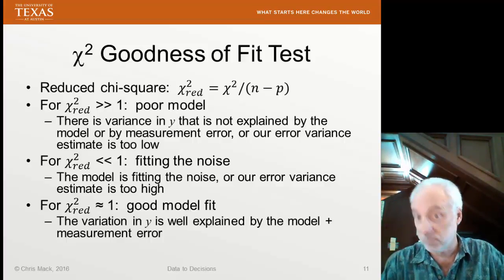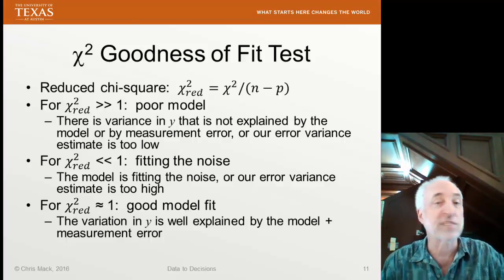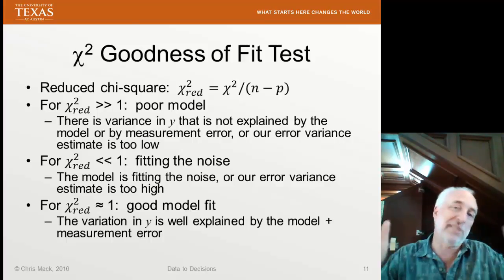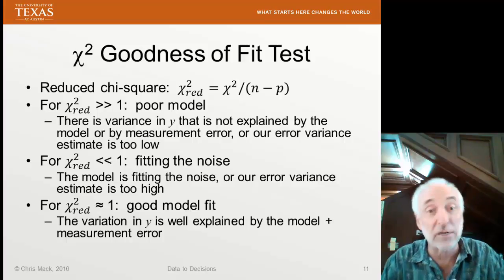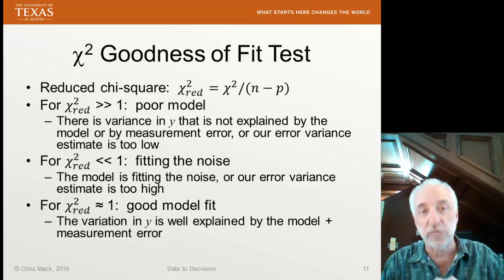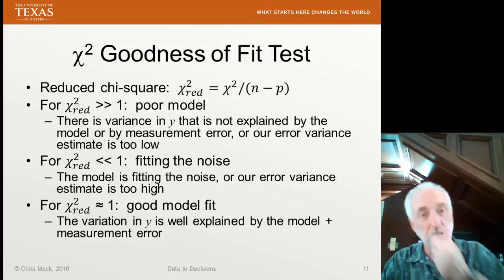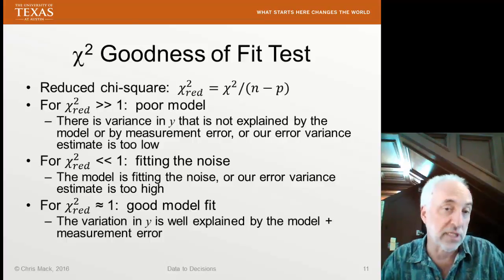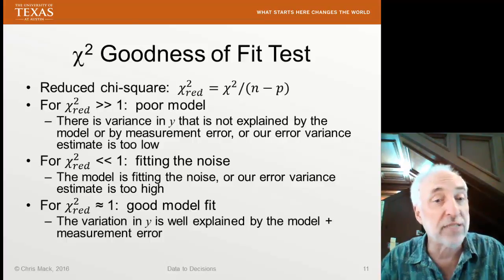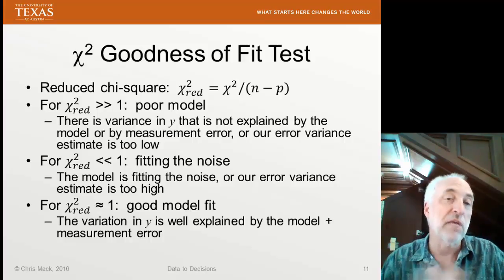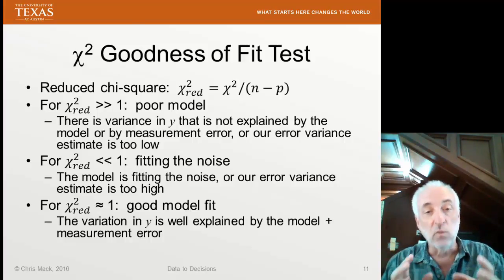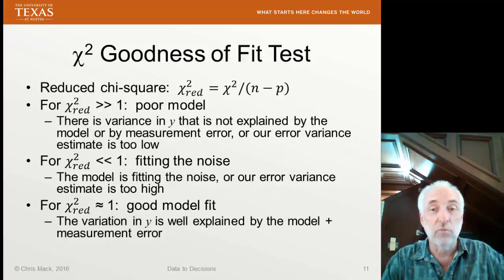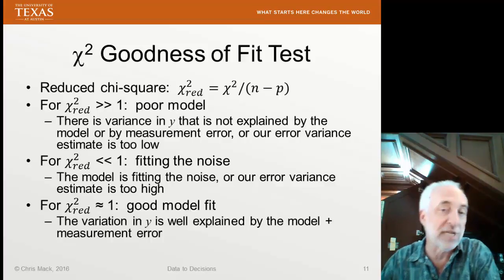Another possibility, though, is that our error variance estimate is too high, that we assumed we had this large uncertainty in making measurements, and in fact our measurements are much, much better than that. And that could also be the cause. So we still have two possibilities when the reduced chi-square is much, much less than 1. If the reduced chi-square is about equal to 1, then we say we've got a good model fit. That is, variance in y is explained in a very good way by a model plus a measurement error.